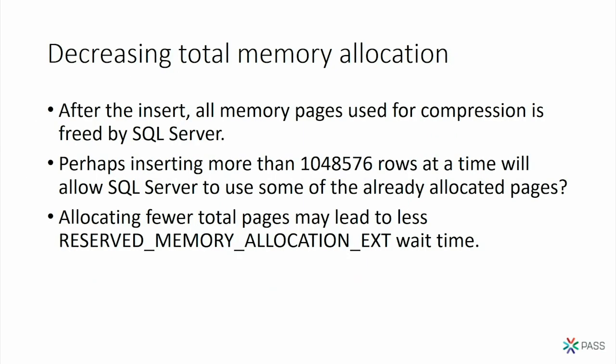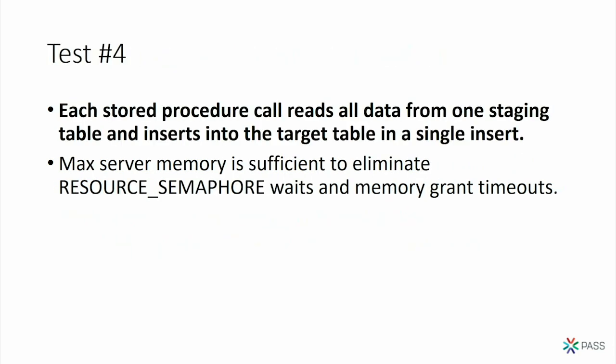After each insert, I free all of the memory pages used for compression. So maybe if I insert more than 1 million rows at a time, SQL Server can reuse some of those memory pages. And instead of allocating 6.3 terabytes total, I will reduce that number. If that's what I'm contending on, then that can reduce the wait. So I'm going to simplify my start procedure that loads data. I'm going to read all the data from each table and do 1 insert for each table, no batching. Batching has caused nothing but problems for me.